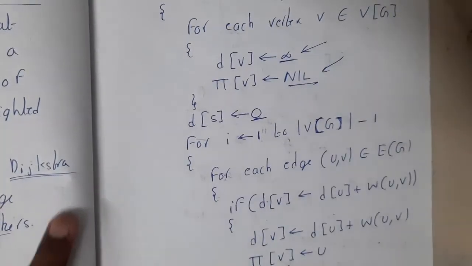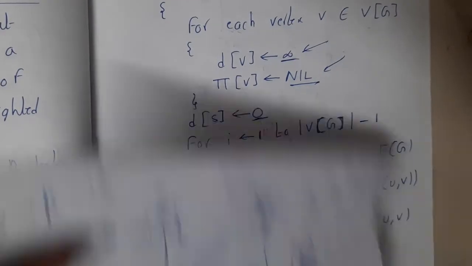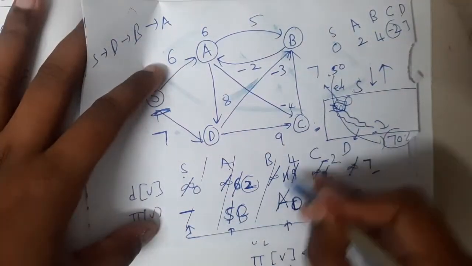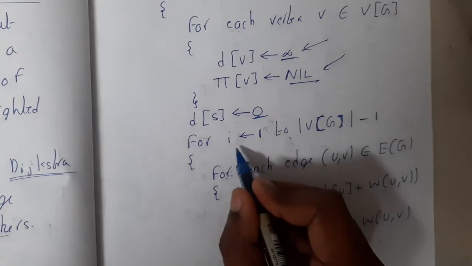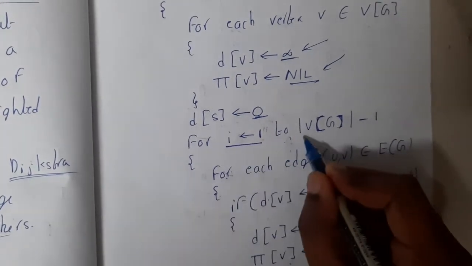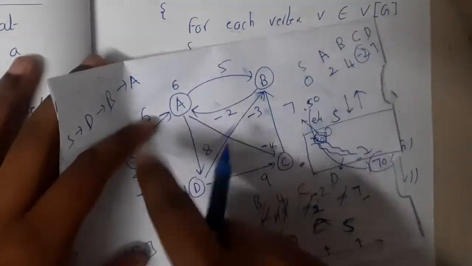Here we are not going to use any Q, guys. Previously we used a Q because we used to cancel vertices, so to take the minimum value we used a Q, but here there is no need of any Q. You will run the loop with i equal to 1 until the number of vertices minus 1. So if you have 5 vertices, you will do this operation 4 times, guys.